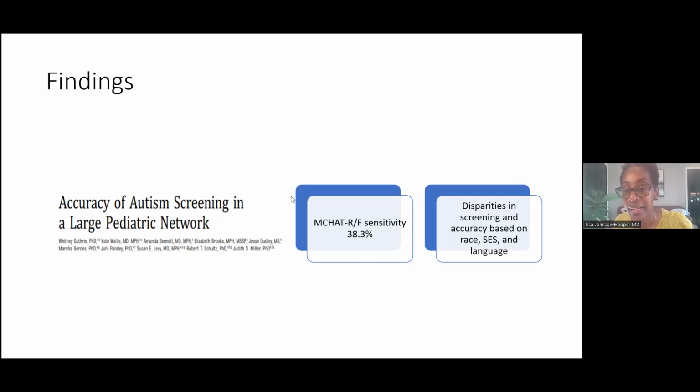I will add, in contrast to CHOP's screening rates, other estimates of compliance rate for autism screening are really only around 43 to 55%. So making the case that we really need to continue to focus on efficiencies in clinical processes and workflows to ensure that developmental screening occurs to identify those children as early as possible who are at risk of autism.